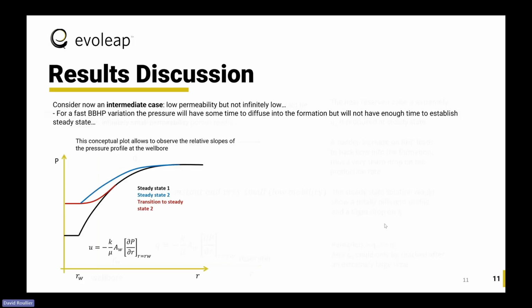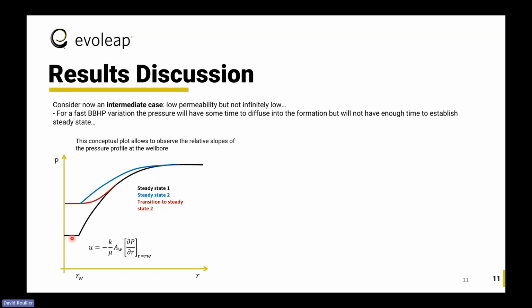That being said, in a real case, not necessarily a very low mobility case, you still have this sort of behavior. Imagine you're coming from steady state 1 in black, with a specific flow rate into the wellbore, and then you have a sudden bottom hole pressure change. You'll have a steady state 2 in blue after a long enough time of applying that boundary condition. But in between, you will have a transition state represented in red, which has a much lower flow rate. You see the lower slope than the final steady state.